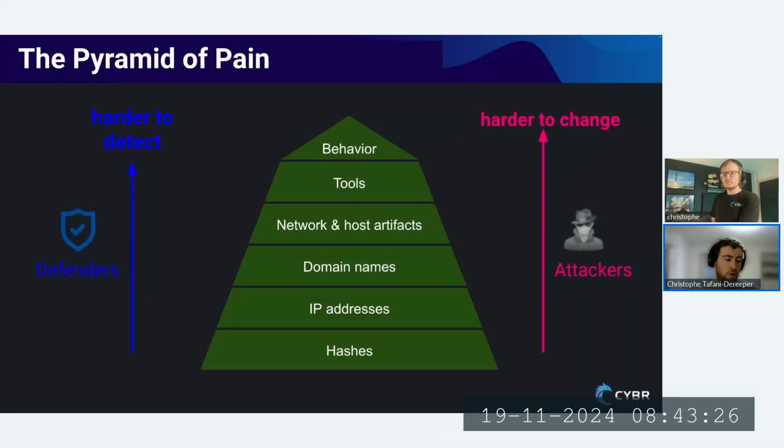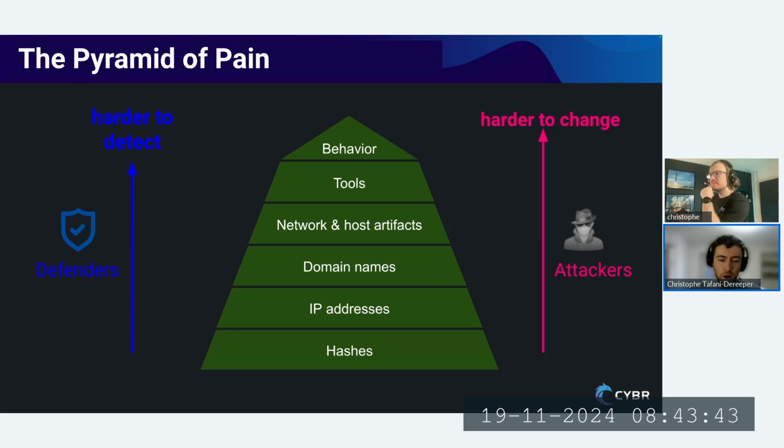So across the years, people tend to go from detecting things like hashes and IP addresses to things that are more like behaviors and tools. This is what is called the pyramid of pain. You might have seen it before. It's probably in every presentation that talks about detection engineering. Hate it, all of it.